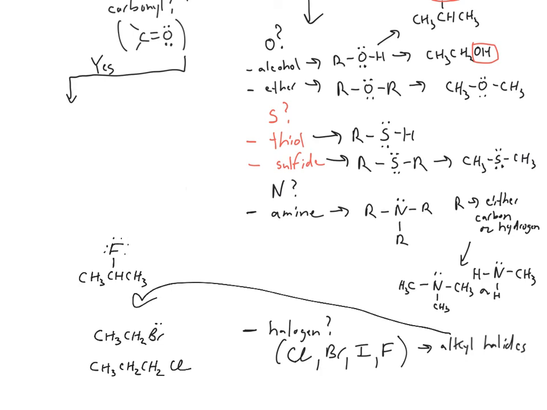I should put the lone pairs on them. I don't have to, but I will. But that top example would be an alkyl fluoride. And those are some examples of that. So it's quite a lot. But you have to be able to construct these to know the functional groups for organic molecules.